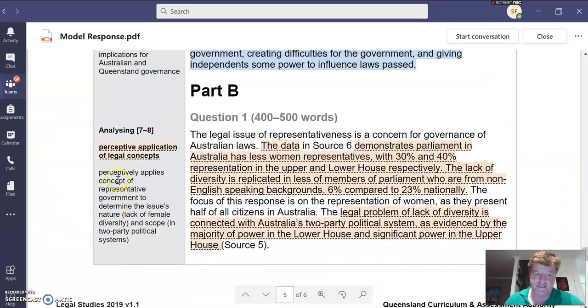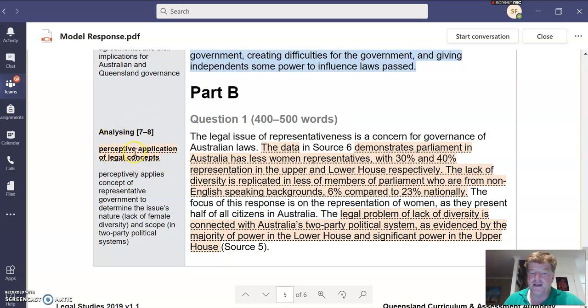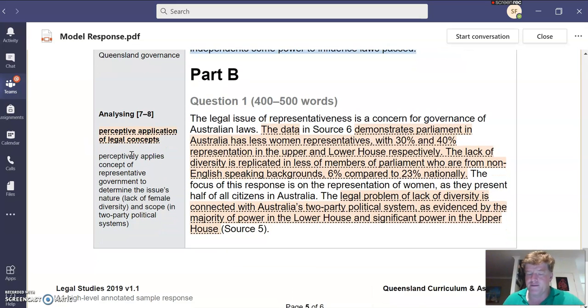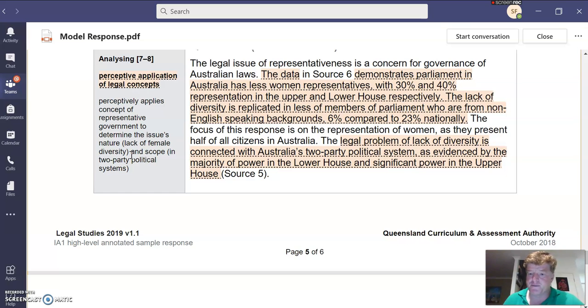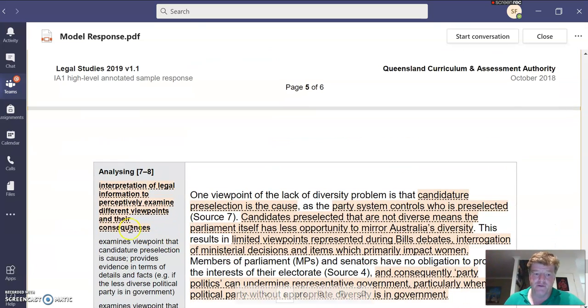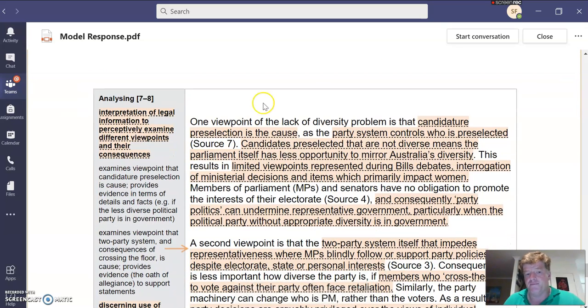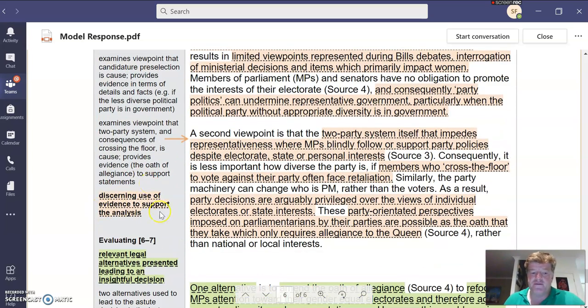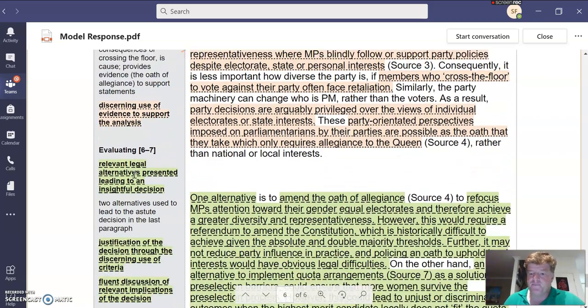So let's go through these things again. You're going to have to apply legal concepts to work out the scope of a problem, in this case, representation in Parliament. You're going to have to look at different viewpoints. So one viewpoint was that it's a problem of pre-selection here. The other viewpoint was that it's a problem of the two-party system. So they're both there. And you have to use evidence to support the analysis. And you can see there they've used sources to justify their positions.